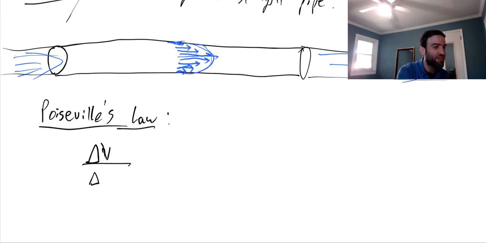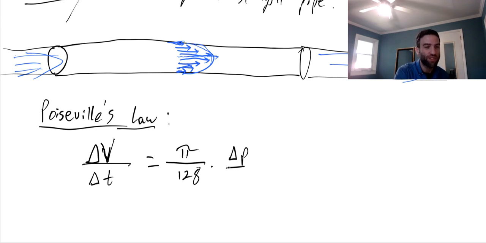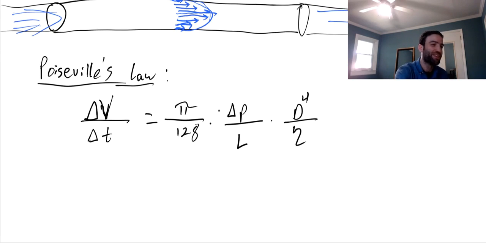So first, I have a change in volume in a certain change in time. That's going to be equal to some numbers, pi divided by 128, times the change in pressure divided by the length of a pipe that we're interested in, times the diameter of the pipe to the fourth power divided by the viscosity. Okay, so let's go through this equation, which is trying to tell us how fast does water flow out of a pipe, or flow through a pipe in total, piece by piece.